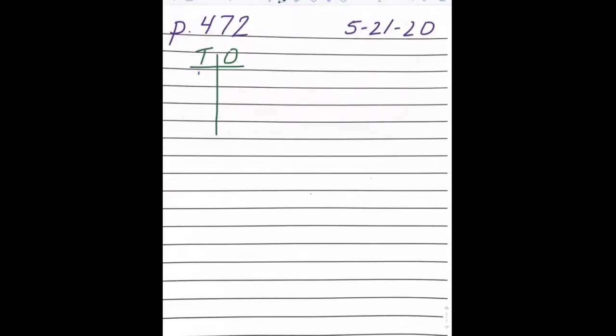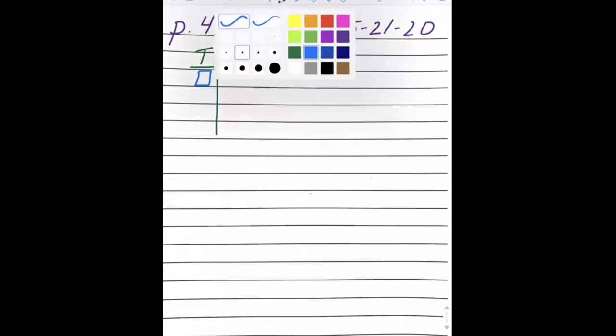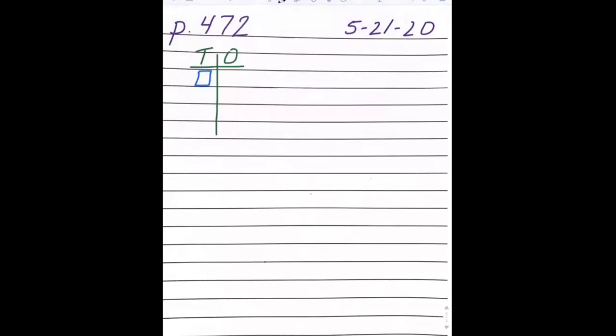And remember, you're going to draw a square so that you remember to write your new group of 10 when you regroup. And now we're going to write 13 plus 8. That's what we are adding. Okay? Remember to put that square on top of the one.